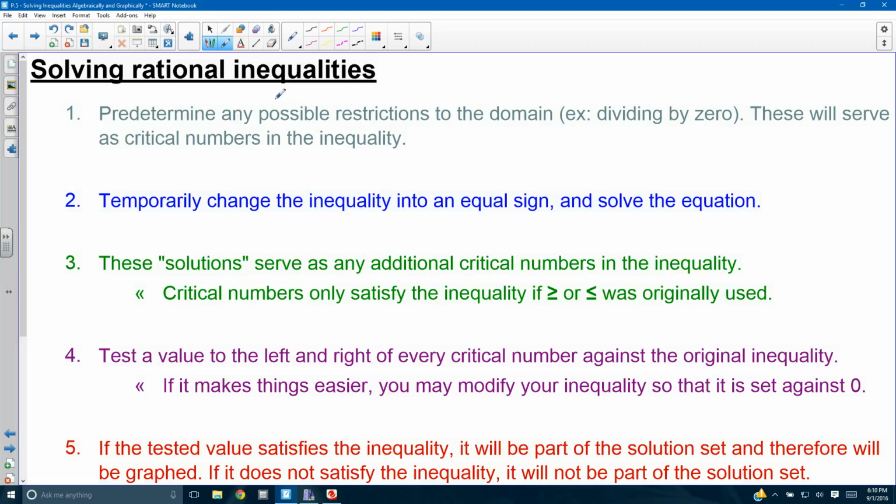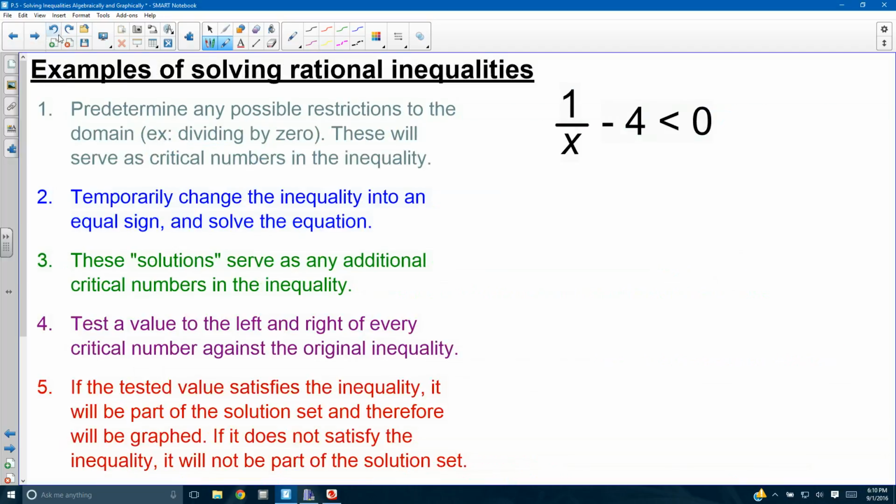We have to figure out what our restrictions are beforehand, because if we cancel anything out, or if we're not paying attention to our original inequality, then we will possibly be using restrictions that can never be a part of the solution set, right? X cannot be anything that will make you divide by 0. So these will be critical numbers, okay? The rest is the same as you saw with the quadratic stuff. So if you got familiar with it, let's go ahead and do it again. Let's jump straight into the examples and see if any of this works out.